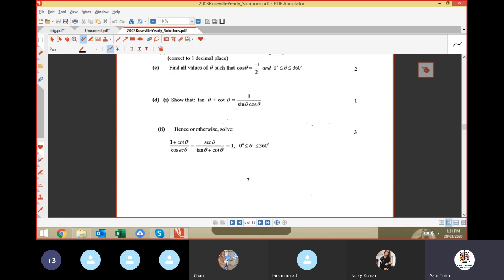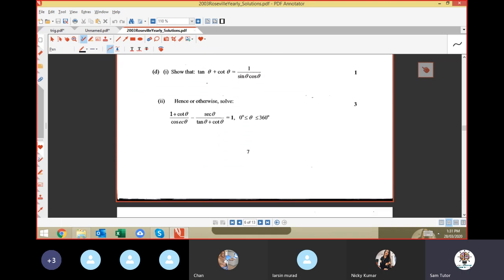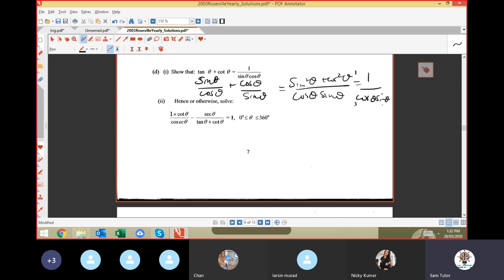Yep. All right, let's do this one. What does tan theta become? Sine on cos plus. What does cot theta become? Cos on sine. Yep, cos on sine. And then common denominator becomes cos theta, sine theta. That becomes sine squared plus cos squared. What's sine squared plus cos squared? 1. 1 over cos theta sine theta, which equals the right hand side.